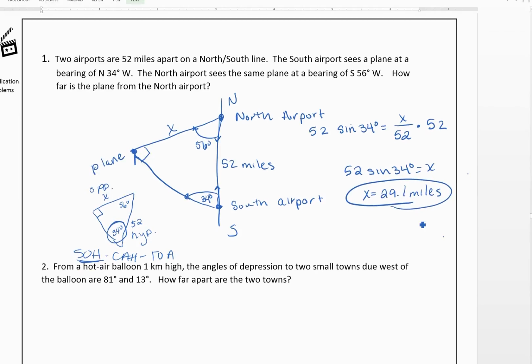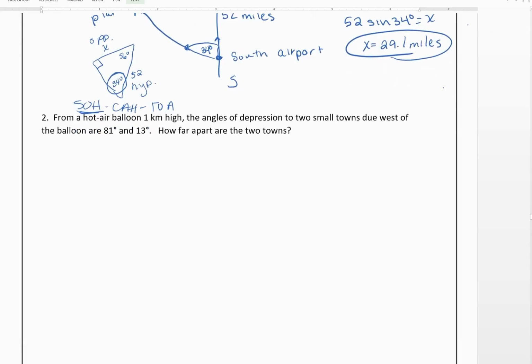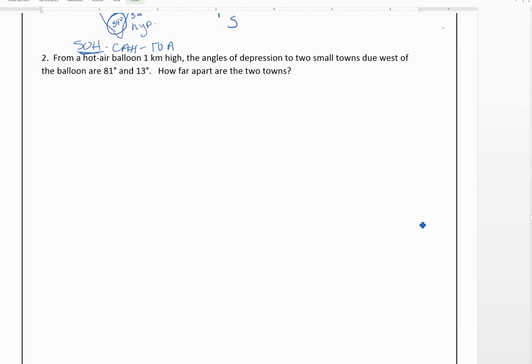Okay, let's look at another one. So it says from a hot air balloon 1 kilometer high, the angles of depression of two small towns due west of the balloon are 81 degrees and 13 degrees. How far apart are the two towns?